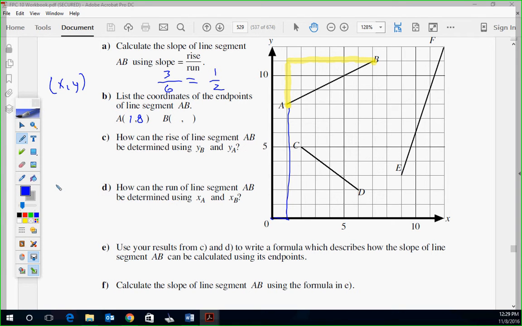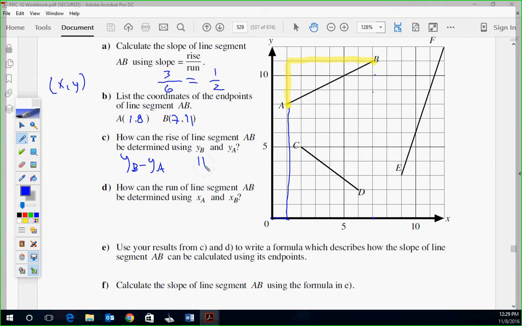B looks like 7, and then 9, 10, 11. So 7, 11 is the other point. How can we find the rise of line segment AB using YB and YA? What they're saying is, how can we figure out the rise using the Y coordinates? Yes, YB subtracted by YA. Exactly. I know some of you are wondering, what's he talking about? How does he know that? It's because YB, this number was 11.